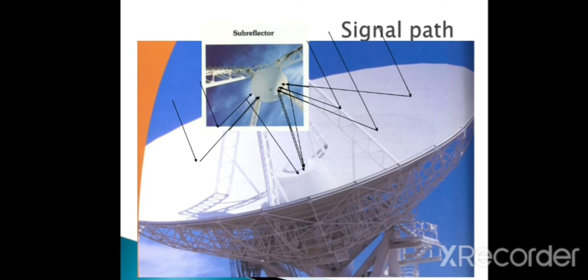It is clearly observed that this is the subreflector, the hyperbolic reflector, and this is the parabolic reflector. Both stand here, and the signal paths will come like this. The reflection from this gives the parallel waves that are produced from this.